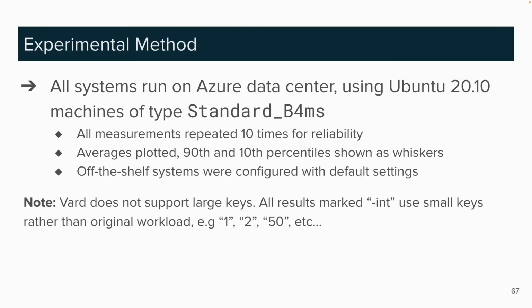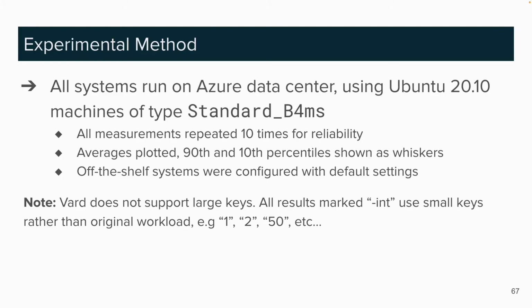Our experimental method is based on Azure Cloud. We used Ubuntu 20.10 machines of the standard B4MS type as of late 2021, and we repeated all measurements 10 times. You'll see 90th and 10th percentiles on our plots, and we tried to configure systems as best we could as off-the-shelf deployments.